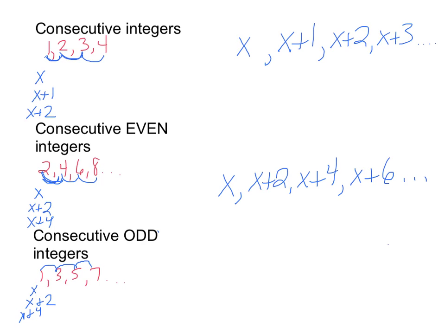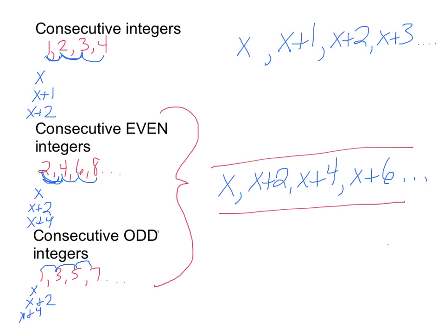So really, whether it's consecutive even or consecutive odd, this is going to be the pattern that you want to use. If it just asks for consecutive integers, then this is the pattern that you're going to want to use. You really have to pay attention to whether they use that word even or odd in there. Don't miss that. That'd be an important thing to distinguish between. All right, so with that being said, let's try one.